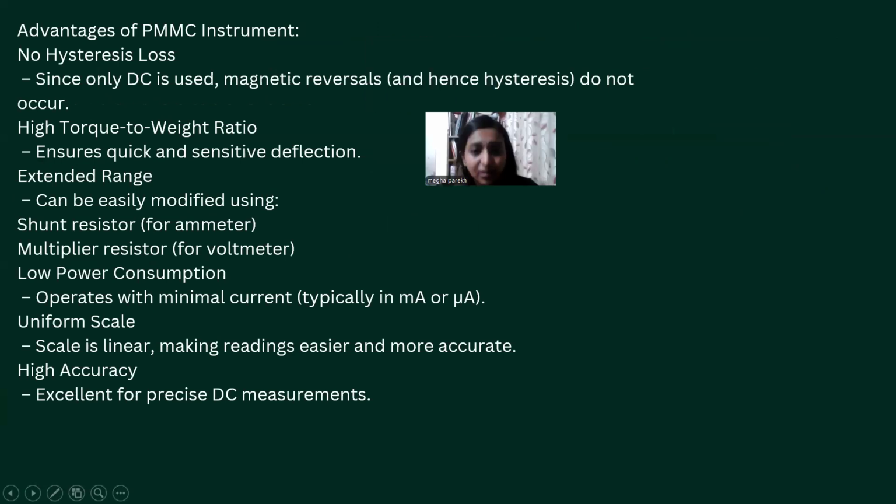Now, let's see the advantages of the PMMC instrument. No hysteresis loss. We all know this is for DC current measurement, so there is no magnetic reversal. In DC current measurement, there are no oscillations in the system, so there is no hysteresis loss. Also, high torque to weight ratio. Due to that, it is quick and sensitive in deflection. For a small change, it will give output.